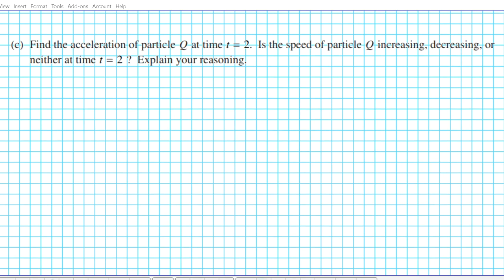All right, let's take a look at part C. Part C says find the acceleration of particle Q at time t equals 2, and is the speed of particle Q increasing, decreasing, or neither at time t equals 2. Okay, so let's go ahead and outline our plan of attack here. First of all, we're going to have to find the acceleration function.